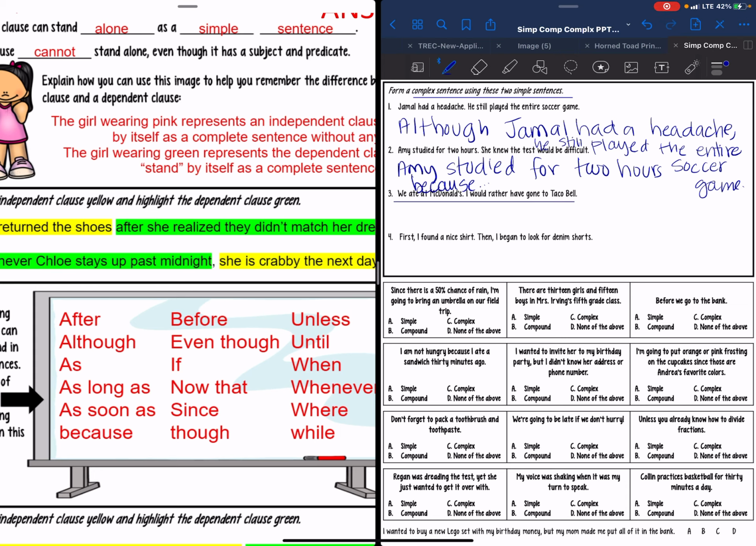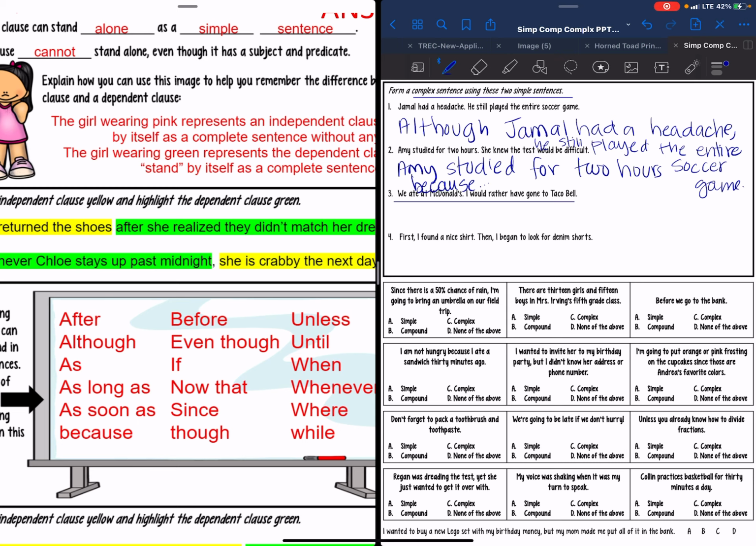So even though it makes sense, even though we ate at McDonald's, I would rather have gone to Taco Bell. Since, that doesn't really make sense. Though, unless we ate, nope. Until, when we ate at McDonald's, whenever, where, while. After we ate at McDonald's, although. So what you have to do is, you see I'm running through each word? That's what you have to do. And it takes time, and a lot of you are not going to like that, but it's what you have to do. So you got to train yourself to sit here and go through each one.